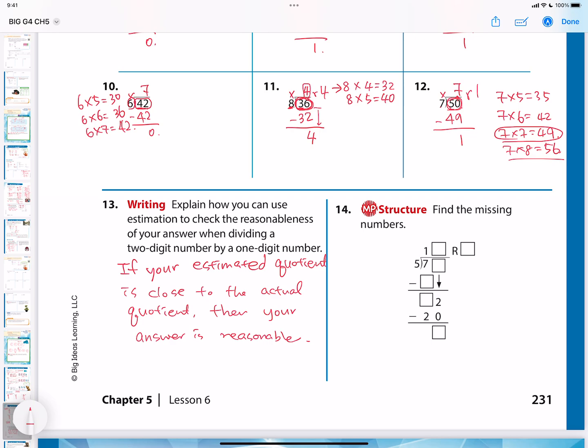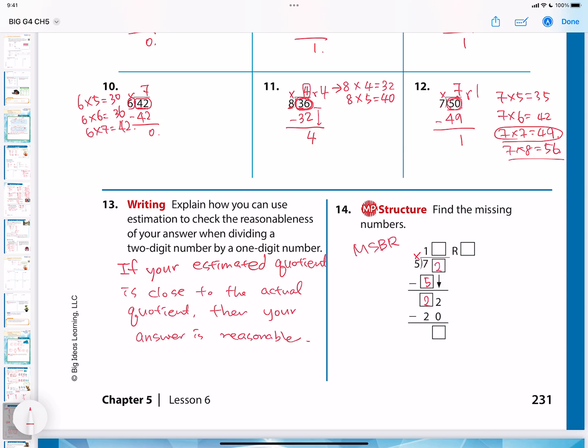Okay? Okay. Now find the missing numbers. Oh, this is going to be easier than multiplication because we know already 5 times 1 is what? 5. Subtract, which is what? Remember M, S, B, R. Multiply, subtract, bring it down. Okay, subtract. 7 take away 5 is 2. And bring it down 2, which means what? This was 2. That easy, right?